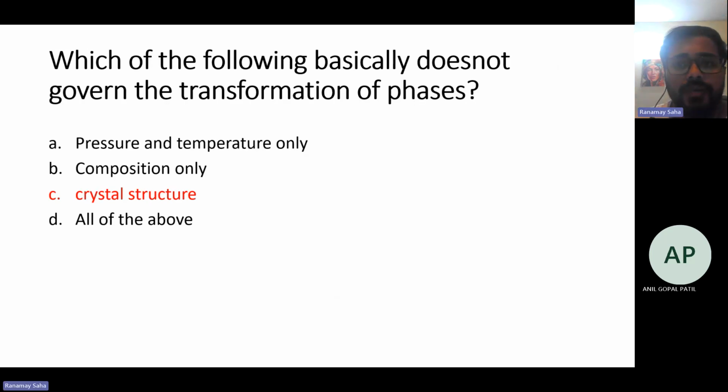Now, which of the following doesn't govern transformation of phases? So crystal structure doesn't govern the transformation of phase. It is actually governed by pressure, temperature, and time. The crystal structure is the wrong answer. It's a wrong option. So C.